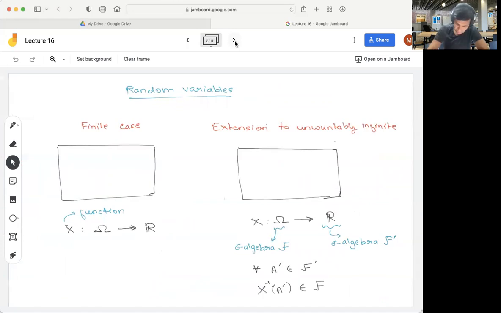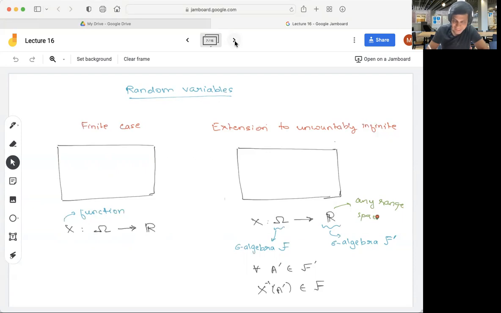Right. So this is just a recap of what I said. And more generally, there's nothing special about the reals. You can define measurable functions for any kind of range space for this function.